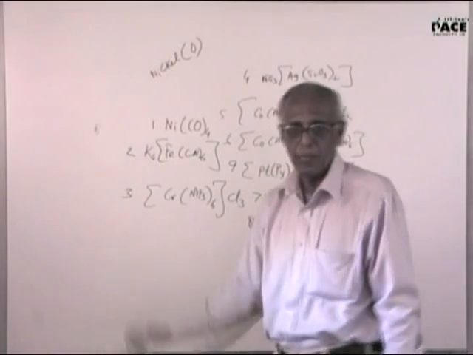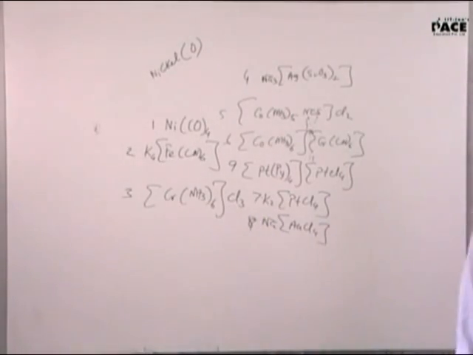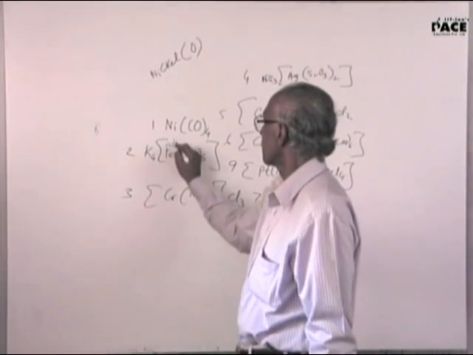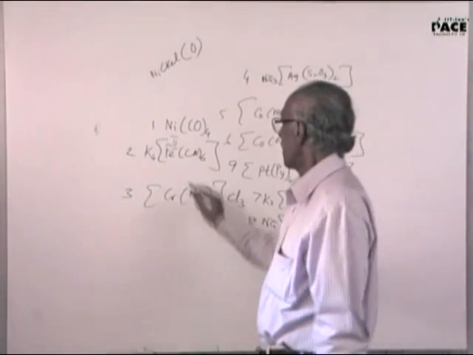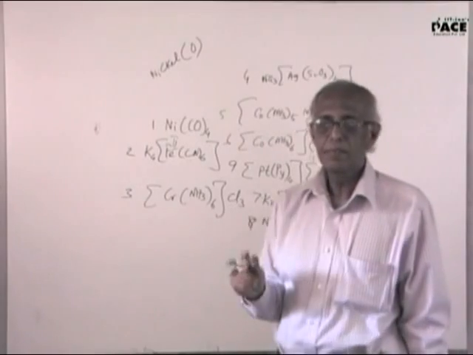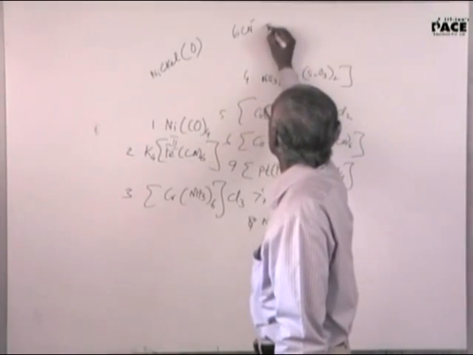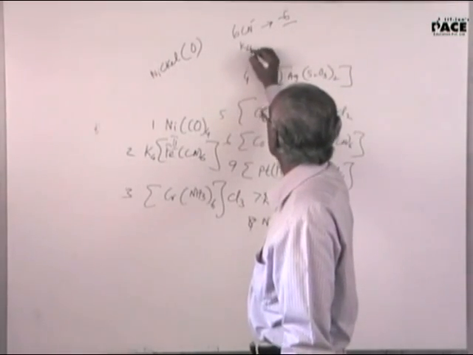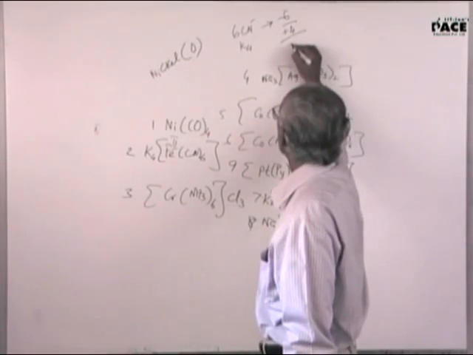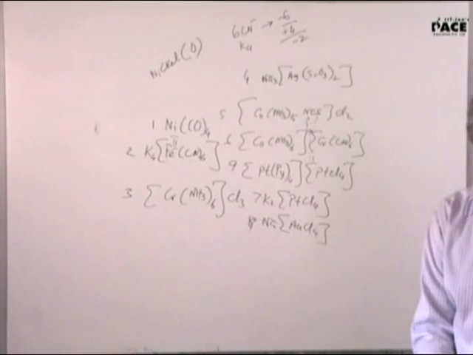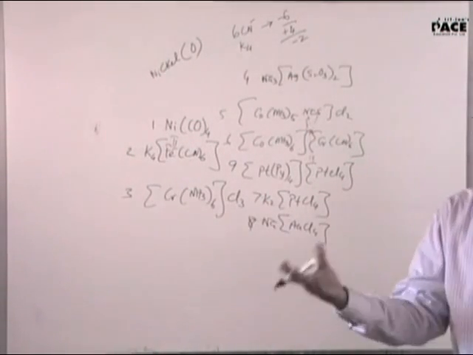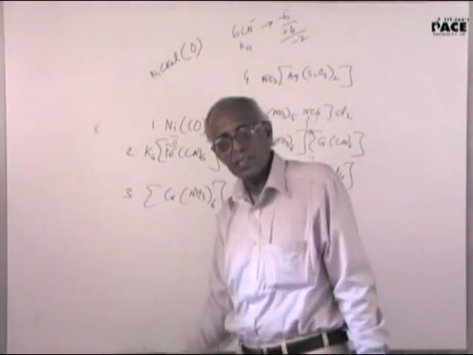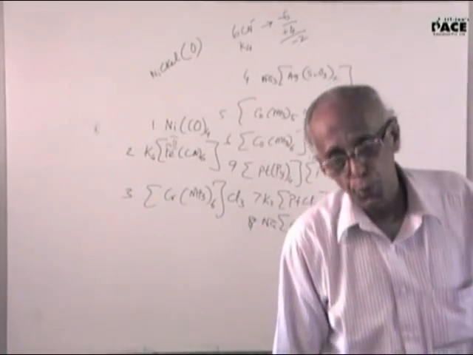How do you name the second one? Potassium hexacyanoferrate 3. You have 6 cyanide, which gives 6 negative charge. You have 4 potassium, which gives you 4 positive charge. So you have to neutralize 2 negative charge. So iron has to be 2 plus. So potassium hexacyanoferrate 2.